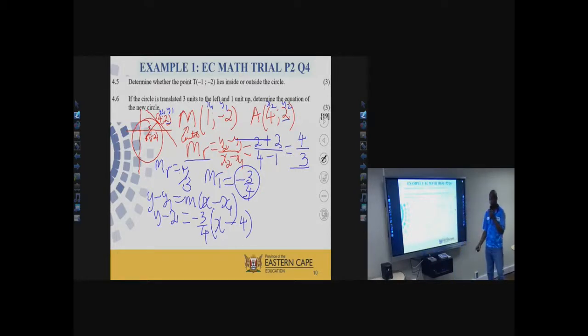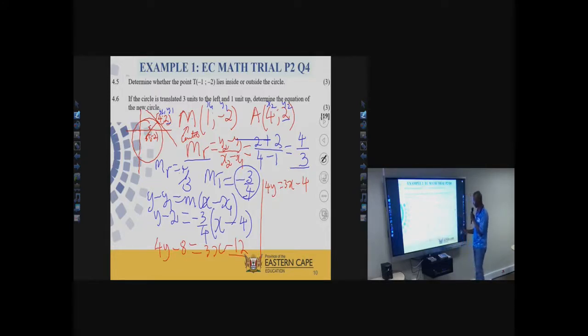Then the rest is algebra. Remember that I said you can just multiply everything by 4. You must get used to this; you don't have to show everything. 4 times y is 4y, 4 times negative 2 is negative 8, is equal to, then the 4 is gone, so 3 times x is negative 3x plus 12. Then you can make y the subject of the formula. So 4y is equal to negative 3x, and then you take the 8 over to the other side, where it becomes positive. I believe it will be negative 4, because it will be negative 12 plus 8.